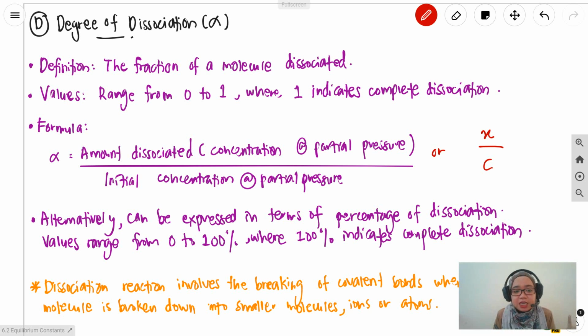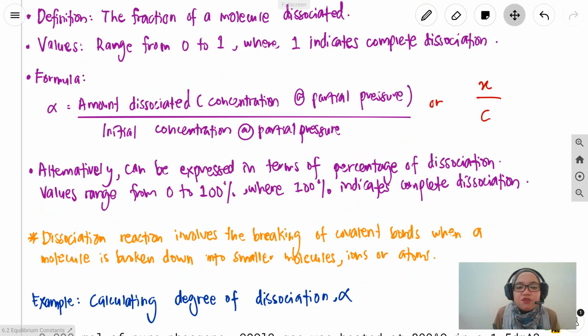Alternatively, it can also be expressed in terms of percentage of dissociation, where you just have to times with 100%. So it will range from 0 to 100%, where 100% indicates complete dissociation. And dissociation is actually the reaction involving the breaking of covalent bonds when a molecule is broken down into smaller molecules, ions or atoms. So dia macam decompose lah, uraikan je. So kita nak tengok the fraction of the molecule dissociated to form the product. Okay, reactant dissociated to form product.